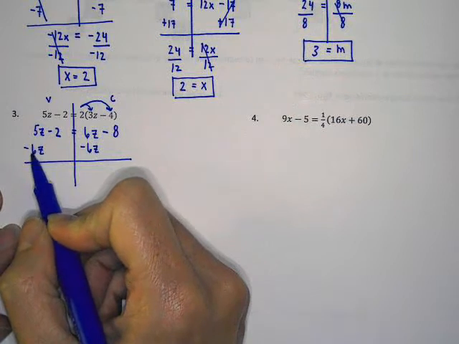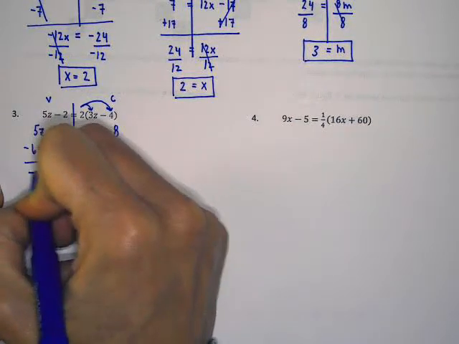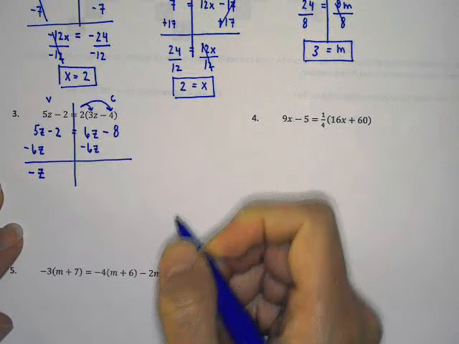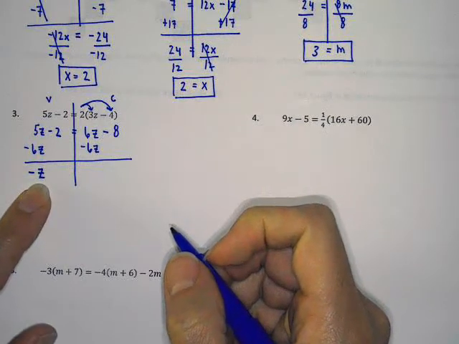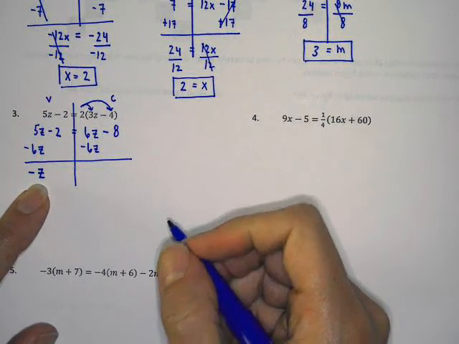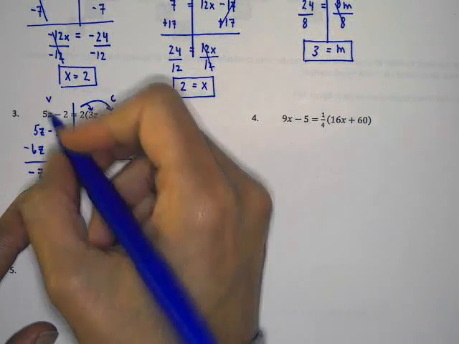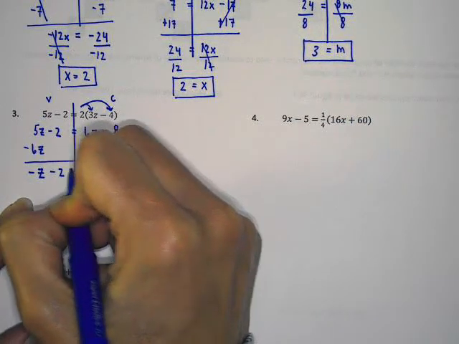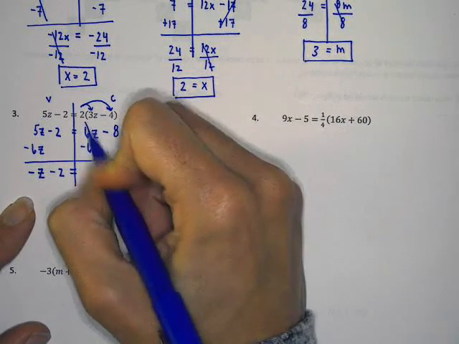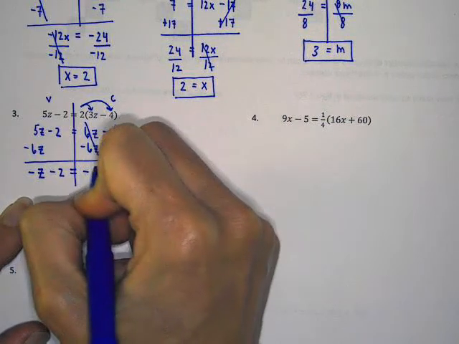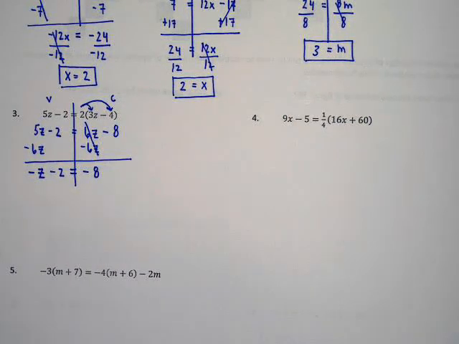Now I have 5 minus 6, which gives me a negative 1z. Again, I don't write the 1 as the coefficient because it's implied. If you have that there, that's okay. I'm going to bring down my minus 2. Over here, my z's canceled, and I have a minus 8.